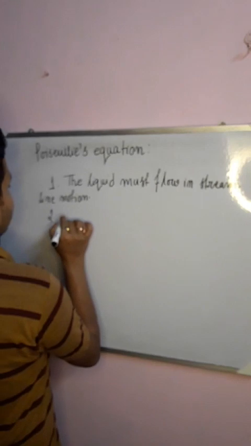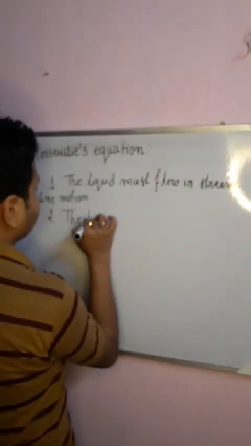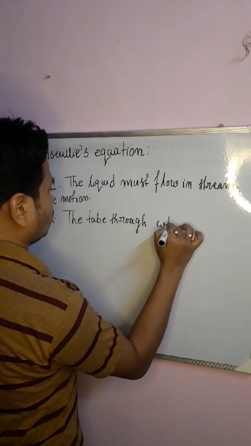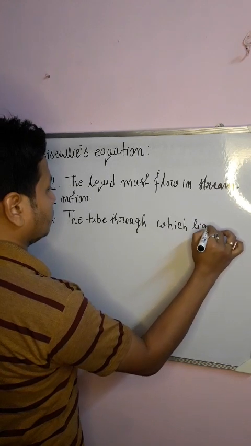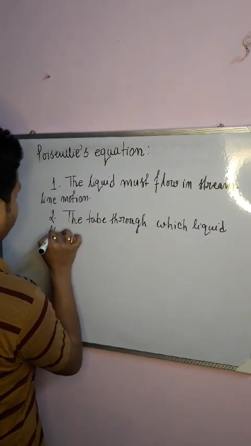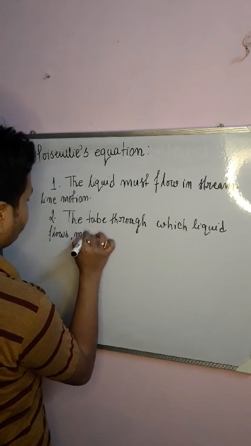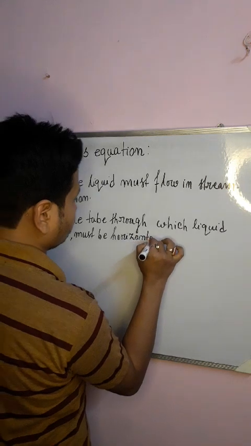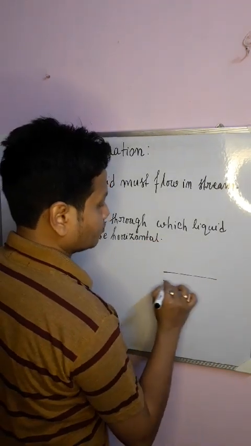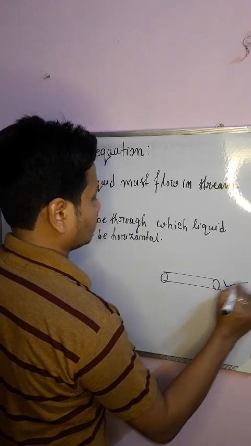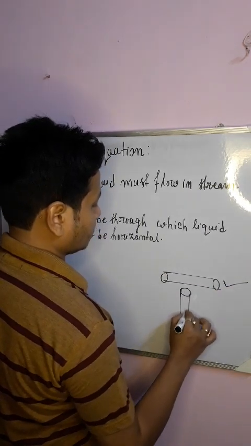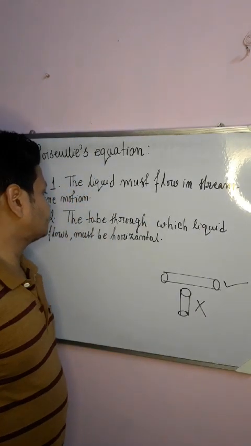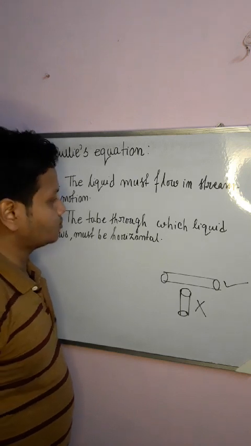The second assumption is that the tube through which the liquid flows must be horizontal. That means only a horizontal tube is allowed, a vertical tube is not allowed. The liquid flows in streamline motion and the tube through which the liquid flows must be horizontal.